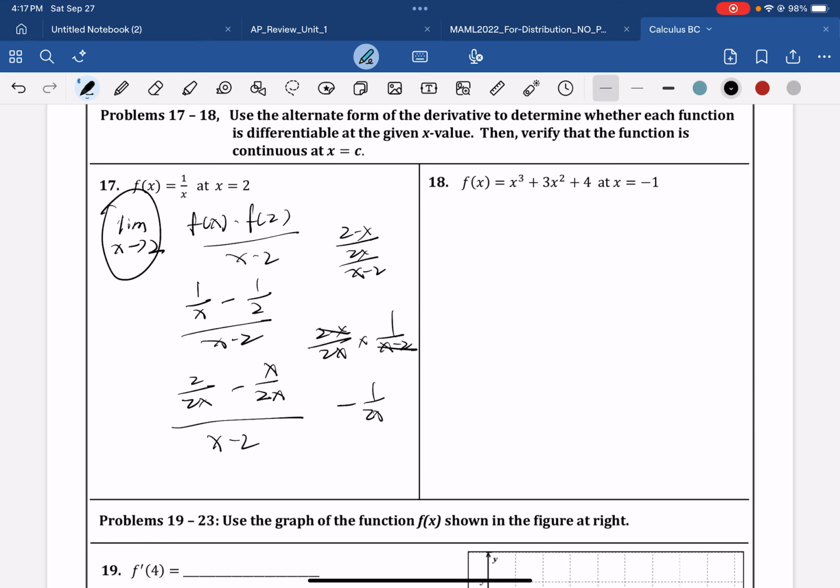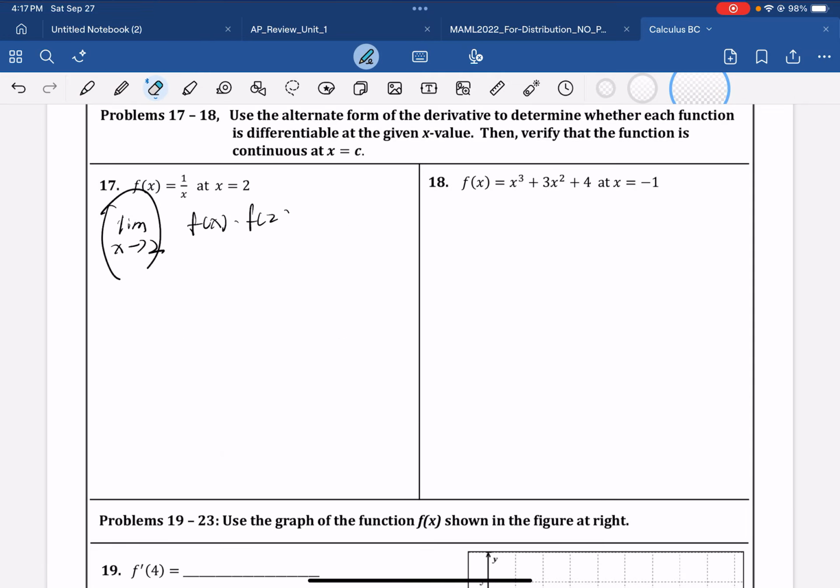So this is our derivative, the instantaneous value of the derivative at x equals 2. Then we plug 2 into the function and we get negative one quarter. So the limit exists, which means the function is differentiable at that point, and it is continuous at x equals c. The reason is that the derivative at the point exists.